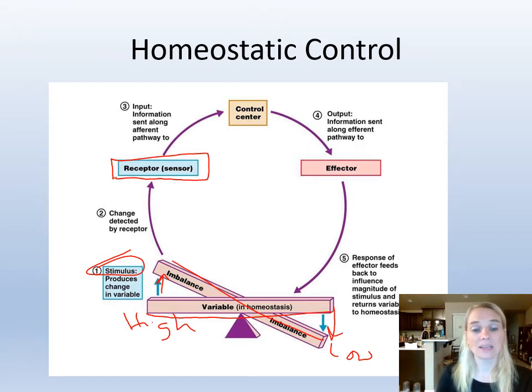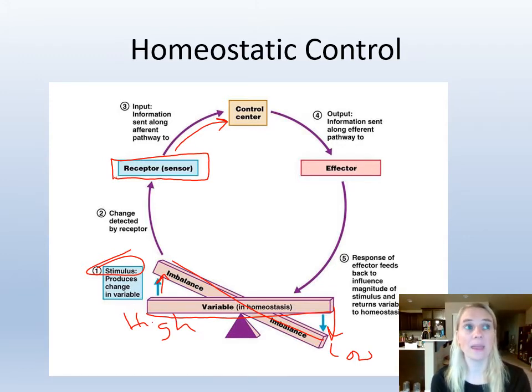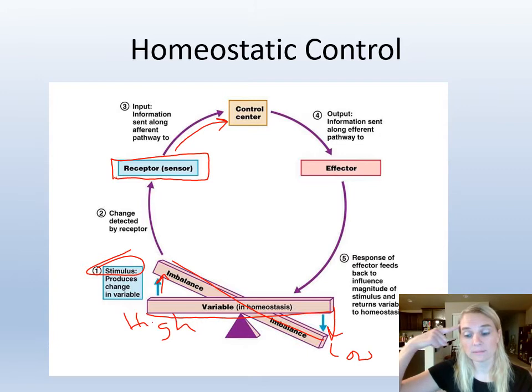The receptor then signals that information to what we call a control center. And there's lots of different control centers in there. The big one, the main control center in your body, is your brain and spinal cord, your central nervous system. So the control center takes this information that's sent to it by the receptor and processes it.